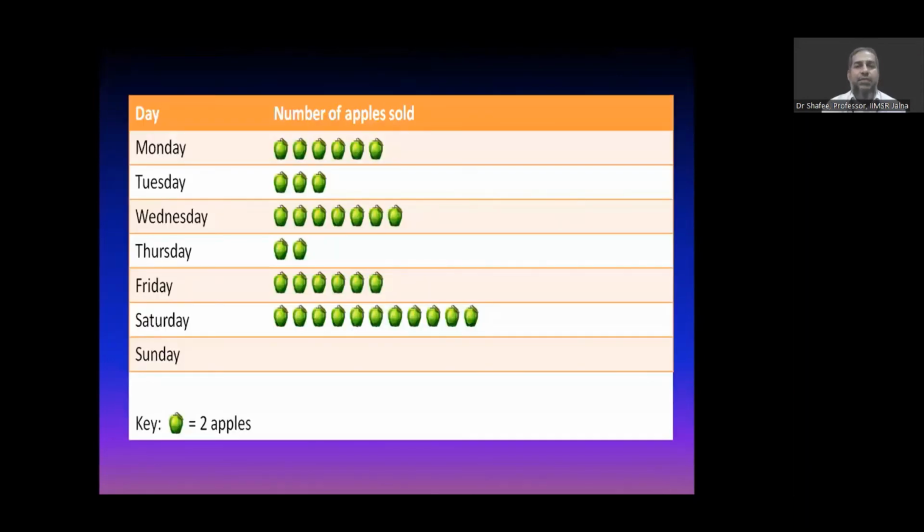Like in this diagram, they have shown the number of apples sold on Monday. You can see on Monday there are 6 pictures. Here one figure of an apple means 2 apples. So on Monday 6 pictures are shown, it means that 12 apples are sold. Tuesday 3 pictures are shown, it means that 6 apples are sold. Likewise, the number of apple pictures will indicate the number of apples sold on that particular day. Sunday you can see that there is no picture. It means that the market is closed and there is no sale of apples.